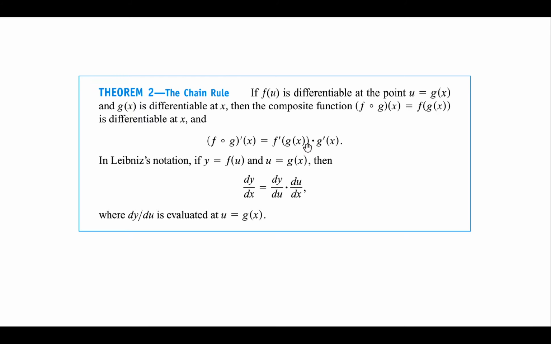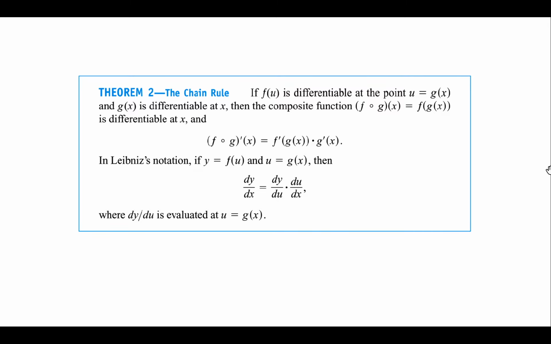here, if f of u is a differentiable function, that means you can find the derivative of this function at the point u, where u is itself a function of x, and also where g of x is differentiable. Then the derivative of their composition is the derivative of the first function f times the derivative of the second function g of x. I'm going to say the very same thing differently.